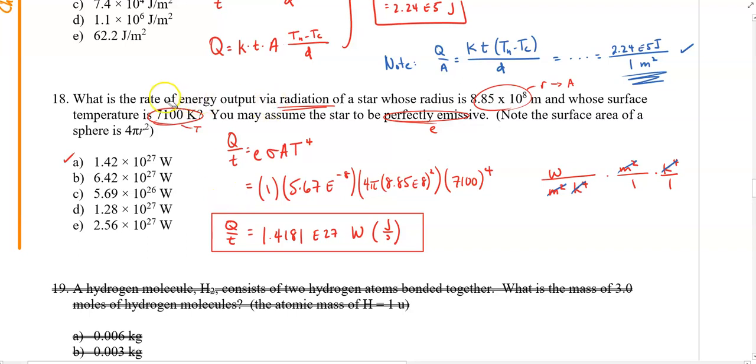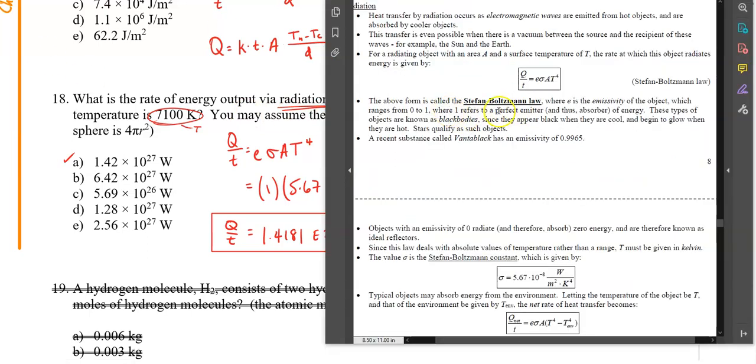So as we look at number 18, the rate of energy output via radiation of a star, whose radius is supplied. Now, if we have the radius, we can calculate the surface area. That does say A for area, but we got to recognize that this is a surface area, three-dimensional object. The temperature is 7,100 Kelvin, and we can assume that the star is perfectly emissive. And according to our notes, something that's a perfect emitter of energy has an E value of 1, and I think there's a typo here. The perfect emitter radiates energy.